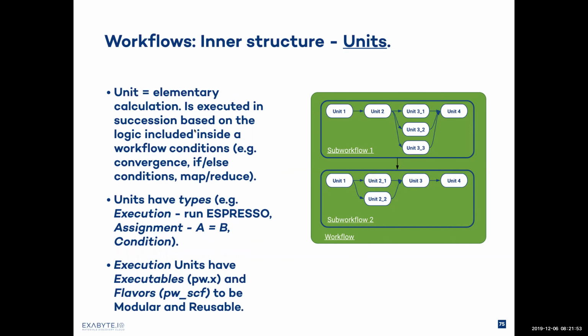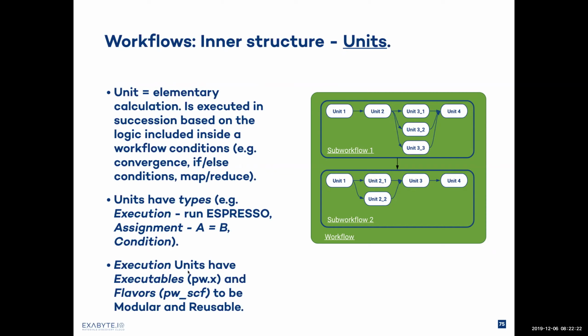Sub-workflows contain units, and a unit is an elementary calculation. It is executed in succession based on the logic included inside a workflow condition. For example, convergence, if-else conditions, and MapReduce. Units have different types. For example, there are execution units, like to run Quantum Espresso, pw.x. There are assignment units that assign a variable a equal to b. There are condition units that allow for branching.